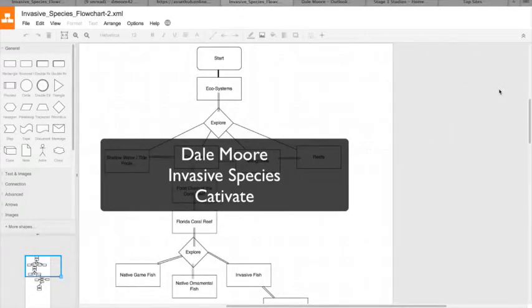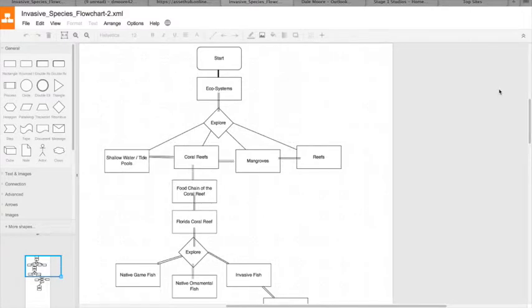So this is Dale Moore, and this is my flowchart for my invasive species Captivate project. Let me say off the top that this was challenging for me because I have never worked with a flowchart before. So I did the best I can, and I think I've got a pretty strong backbone for my Captivate project. Where the learner will start is right here with ecosystems.